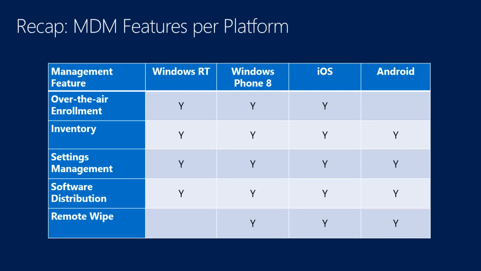So to recap the features of what we can do, we have the over-the-air enrollment for RT, Windows Phone, and iOS. That's where we do the direct management, and the user will go into the control panel or the web browser to enable management of the device, to enroll it. For Android, as I mentioned, it's through Exchange ActiveSync, so there's no actual active enrollment that an Android user goes through. We just use Exchange to get that. Inventory, settings management, and software distribution are across all four platforms. And then the remote wipe capability we can do across Windows Phone, iOS, and Android, but unfortunately not Windows RT yet.